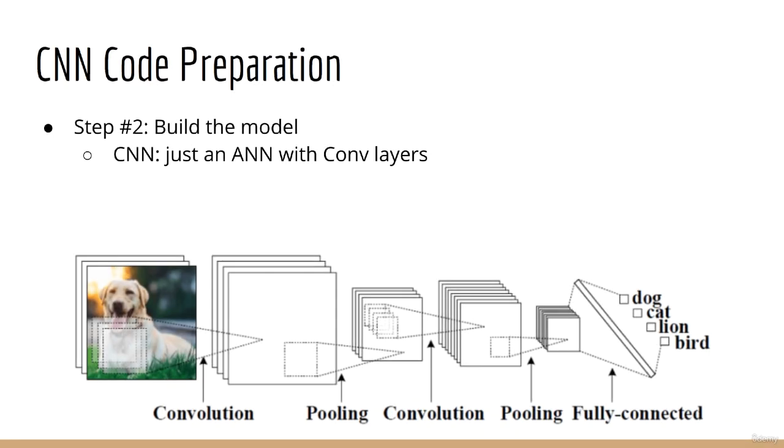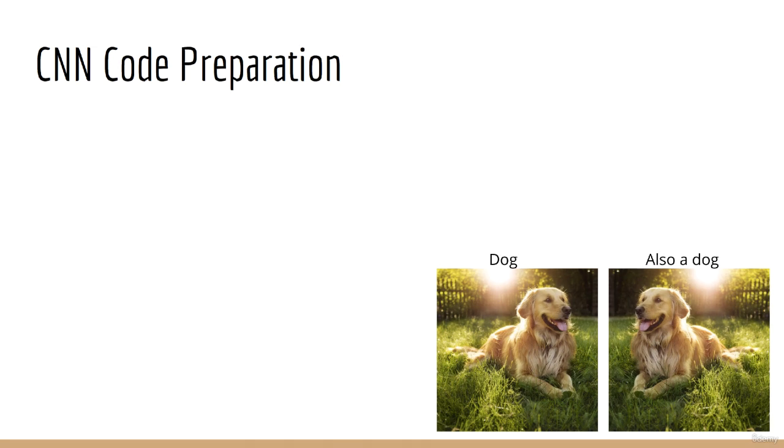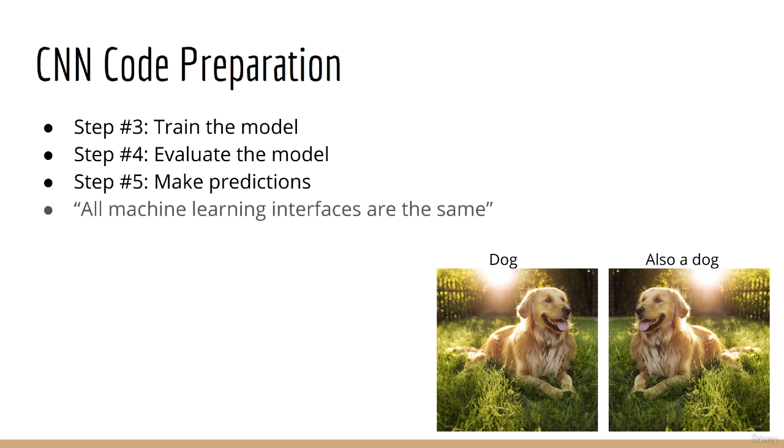Step number 2 is to build a model. Luckily, we just discussed that in painstaking detail over the past few lectures. In case you forgot, we'll be using convolutional neural networks. Step number 3 is to train the model. Step number 4 is to evaluate the model. And step number 5 is to use the model to make predictions. Just like the ANN section, nothing here changes. These steps are model agnostic. As per my rule, all machine learning interfaces are the same.